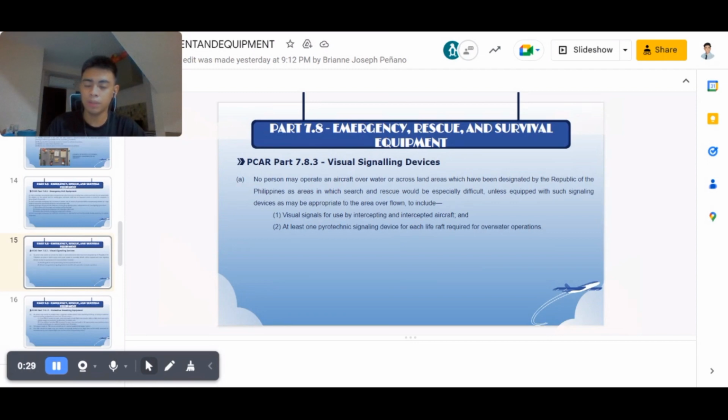Sabihin natin gabi, di ba? Kapag wala tayong visual signaling devices, napakahirap nito. So, number one, it should include visual signals for use by intercepting and intercepted aircraft and at least one pyrotechnic signaling device for each life raft required for overwater operations.